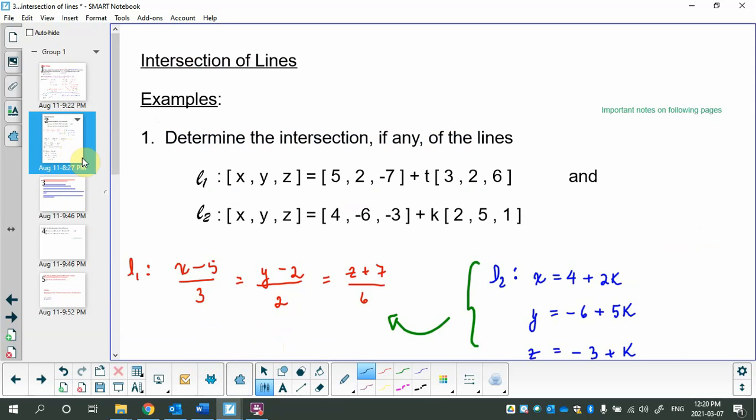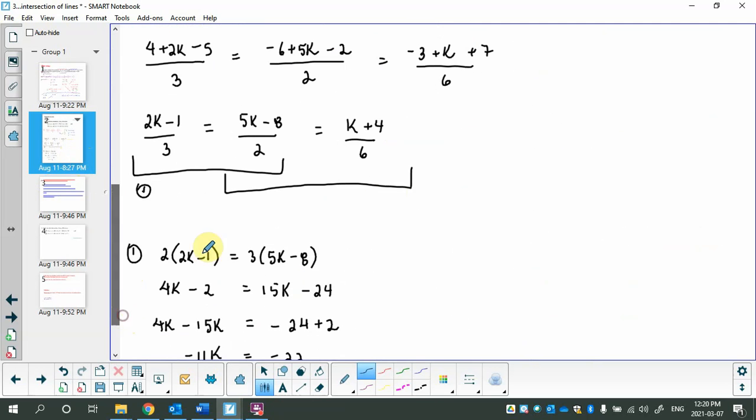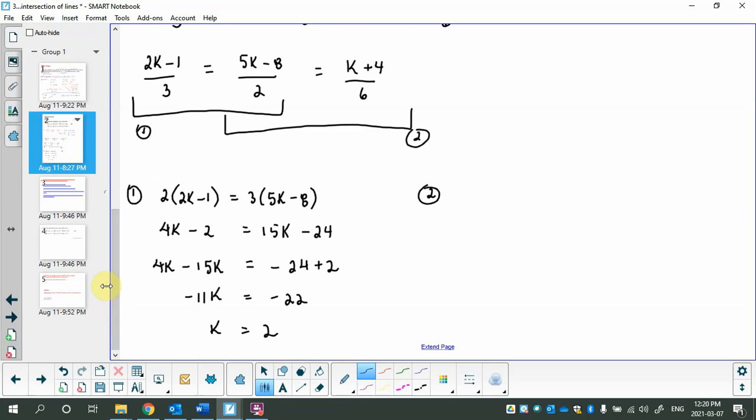That means when I go to do part 2, I am hoping for k is equal to 2. So again, I'm going to be careful. 6 multiplied by 5k minus 8 equals 2 multiplied by k plus 4. So what I've done in both cases is this equals this. And then what I'm doing now, this equals this. And now I'm going to do straight algebra.